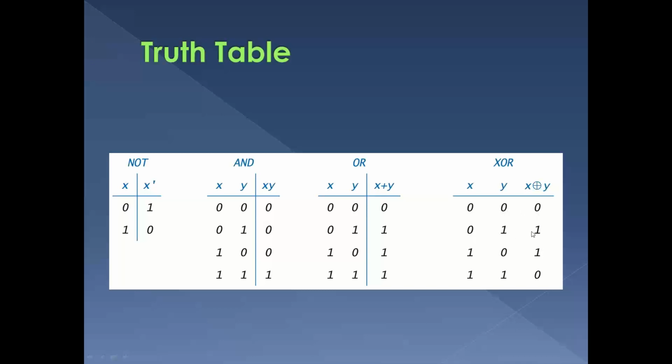0 and 1, XOR is 1. Okay, 1 or 0 is 1. And then we have 1 and 1 is equal to 0. So if they're different, then it's 1. If they're the same, it's 0. All right. There's a little tutorial on Hackers Arise on truth tables and XORs.